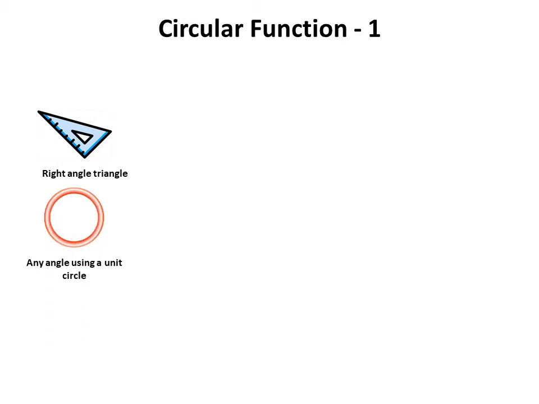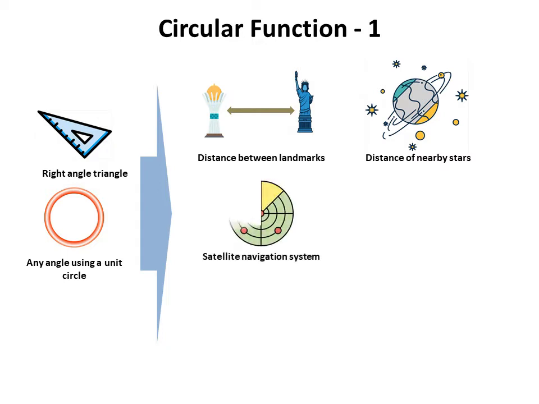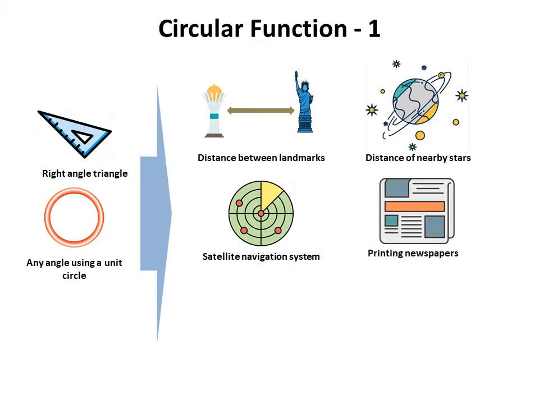Circular functions cover all the basic functions of trigonometry, starting from the right-angled triangle to angles of any size using a unit circle. Trigonometry and its functions have an enormous number of uses in our daily life. For instance, it is used to measure the distance between landmarks, the distance of nearby stars, and is also used in satellite navigation systems. Circular cylinders are used to print newspapers.